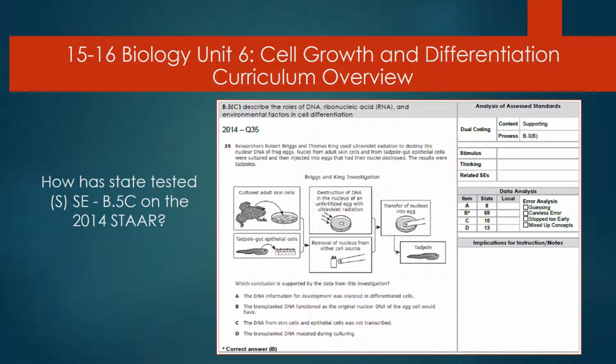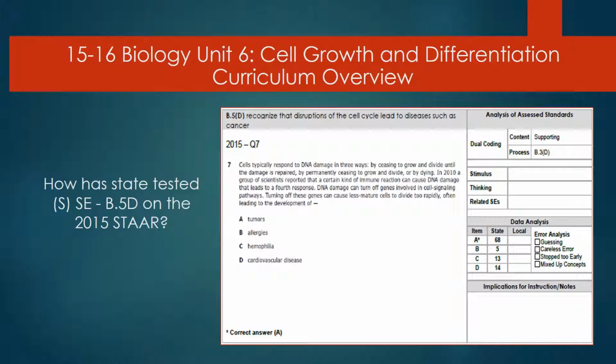Okay, so again, I'm not going to go through each of these questions. I just want to give you a quick glance at the different types of assessment questions over the SEs. And we're here looking at B5C, which is I will describe the roles of DNA, RNA, and environmental factors of cell differentiation. And this is a question that they'll see, and again, they're using processing skills. And so this, you can read it on your own and go through and look at it in more detail.